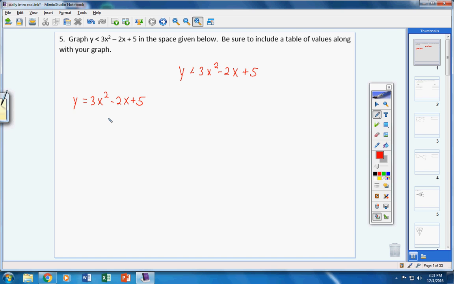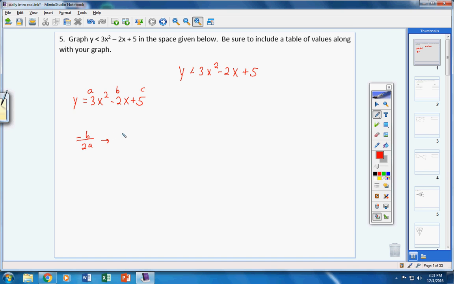Now the first thing you do when you're graphing a quadratic equation or inequality is find the vertex. This is your A, because it's the coefficient of your x squared. This is your B, because it's the coefficient of your x. And this is your C. Here's how you find the vertex. Negative B over 2A.